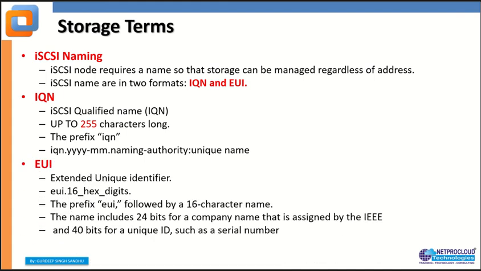And EUI stands for extended unique identifier. Basically it's a 16 hexadecimal digit long naming scheme. It is prefixed by eui, followed by the 16 character long name. The name includes 24 bits for the company name that is assigned by the IEEE and 40 bits for the unique ID. If we add 24 and 40, we get 64 bits. 64 divided by 4 gives 16, so it's a 16 hexadecimal digit long naming scheme.